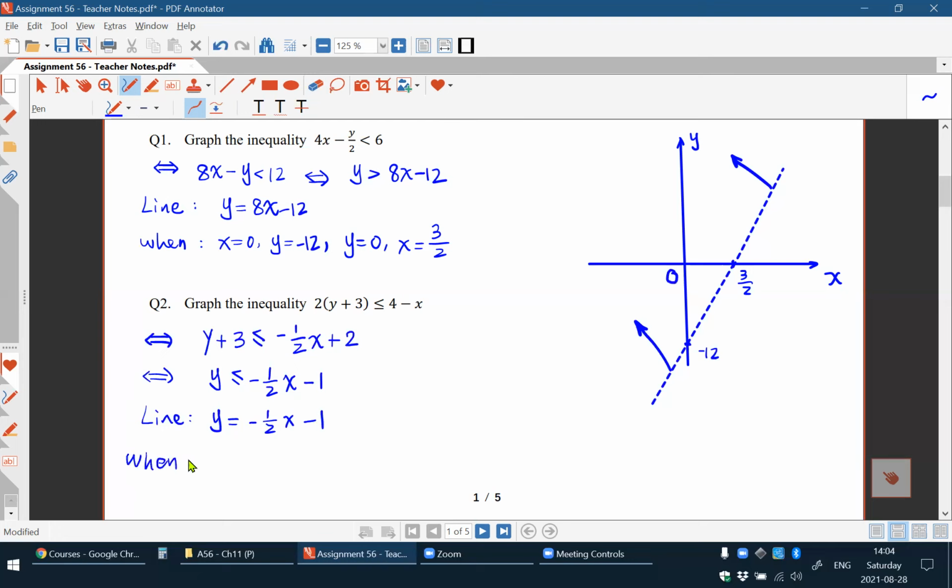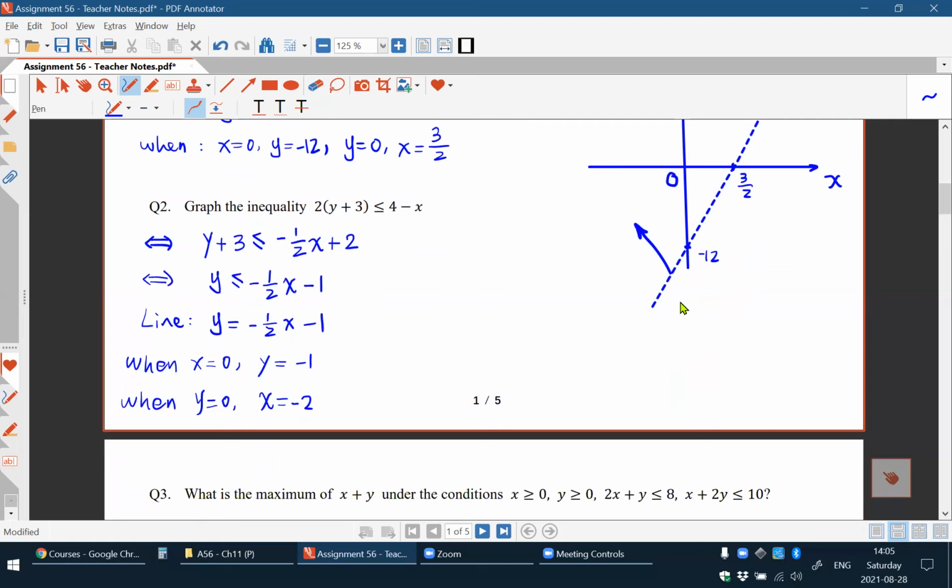So again, when x is 0, we know that y is minus 1. This is our y-intercept. And when y is 0, we can solve that x is actually minus 2. And this is our x-intercept, right? Okay, so now we can draw the line on the 2D Cartesian plane here.